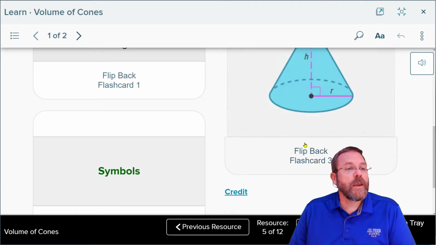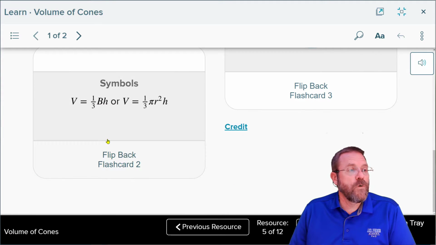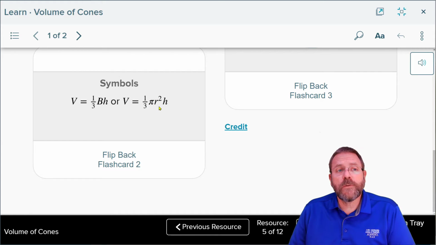Looking at a model of that, we have a radius here and a height there. For the actual formula, you can either use volume is equal to 1/3 times the base area times height, or you can say base area is just pi times radius squared because it's a circle. So we're going to use volume is equal to 1/3 times pi times radius squared times height. I suppose I will settle on using this one that the textbook's using because they seem to like that pi button an awful lot.